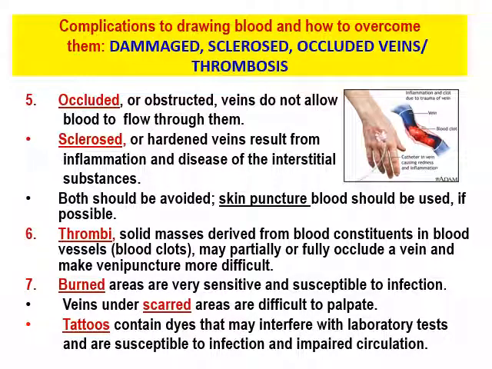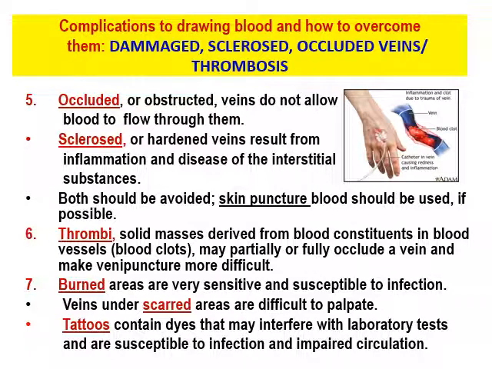I know you guys have heard of hardening of the arteries, there's hardening of the veins due to inflammation. That makes it more difficult. We want to try to avoid that. Thrombi, those solid masses that are like blood clots in the veins, partially or fully occlude the vein. There's a small picture up there. There's also some pictures in your textbook.